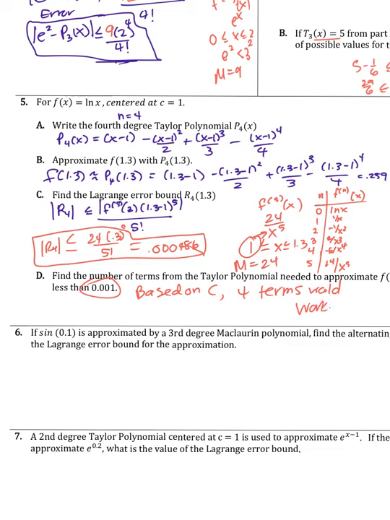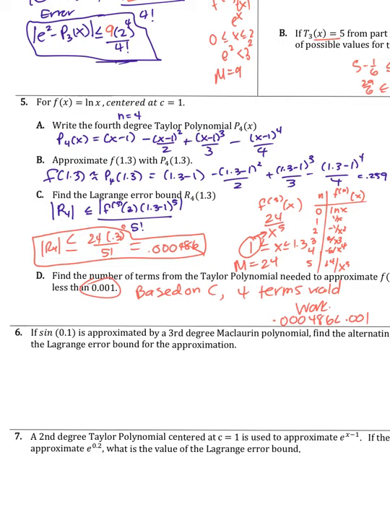And this question doesn't ask us for the fewest number of terms, so we don't actually have to check and see, well, would 3 terms have done it? The question didn't say, tell me the fewest number of terms. It just said, find the number of terms to approximate it. So 4 terms would work just fine. We proved that on that part before.